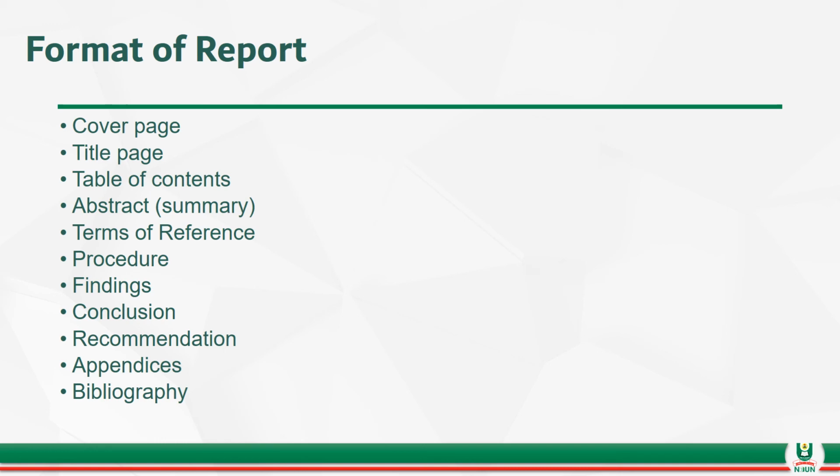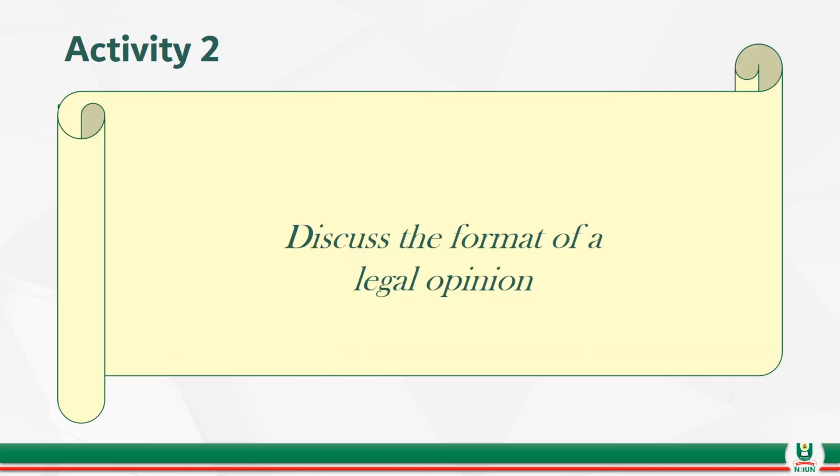And then it talks about the procedure that was taken in getting to doing the job that you were given, and then the findings, and then it concludes, and then there are recommendations. So all of these, from the terms of reference, procedure, findings, and conclusion and recommendation, are all what you distill and put in the abstract, or as I said, executive summary. And then at the end of the report, you have the appendices if you have any, and bibliography if you also have any.